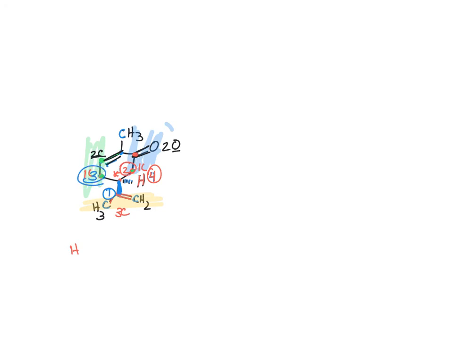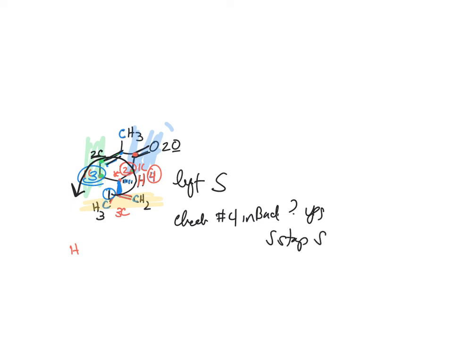Now we connect the dots: 1, 2, 3. So how do we turn the steering wheel? Counterclockwise, to the left. Are we going left? So that's S. And then we check: is priority number 4 in the back? Yes. So S stays S. Okay, and that should help you there.